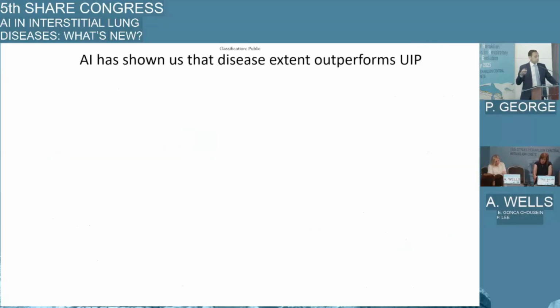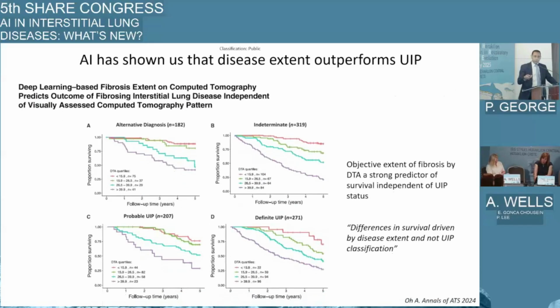But I will put to you that what we have thought was important all along may not actually be that important. And there may be emerging data, and there have been 5 very good studies over the past year that have shown that disease extent outperforms UIP. And I'll show you a couple of these.